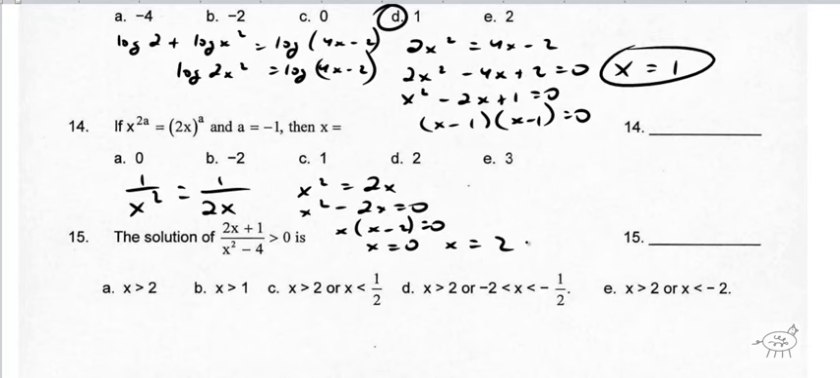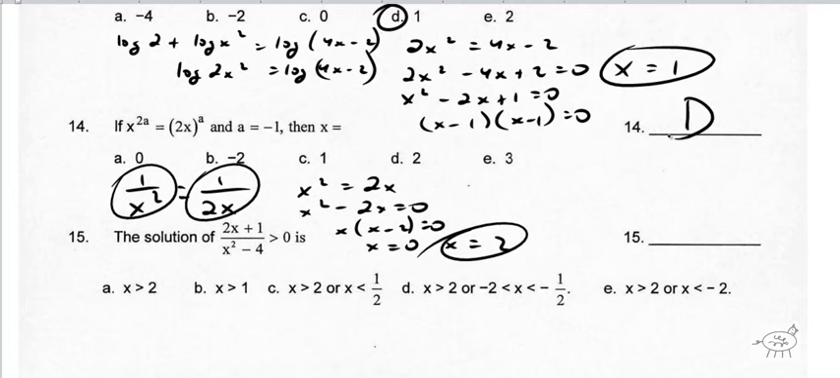But x can't be 0, because that would be undefined and that would be undefined. So the only answer is 2. That's why you look at it and you go, oh, gee, 0. And they could have had 0 and 2, but in this case it's just 2, which is D.